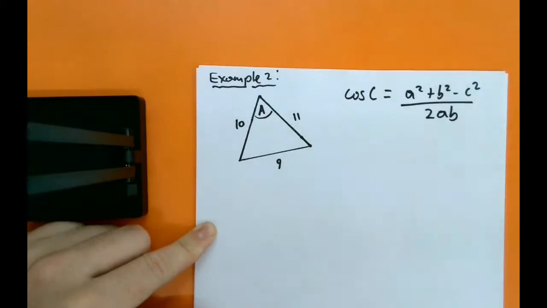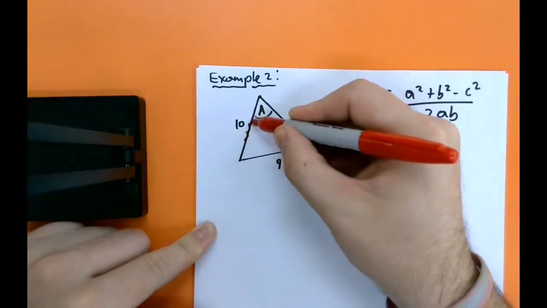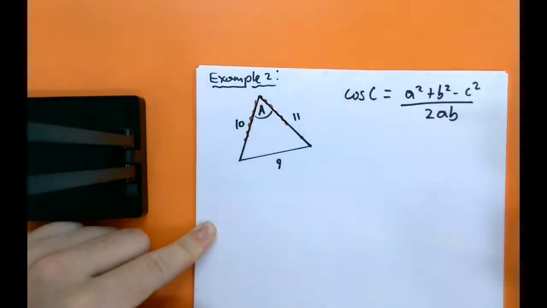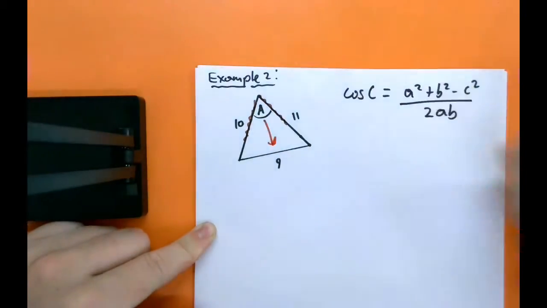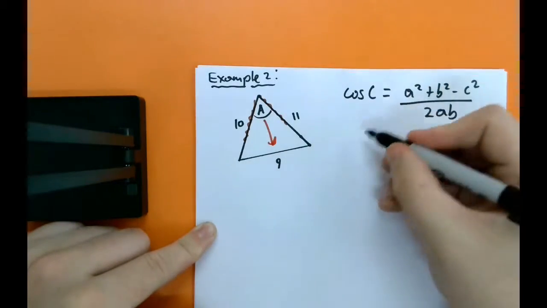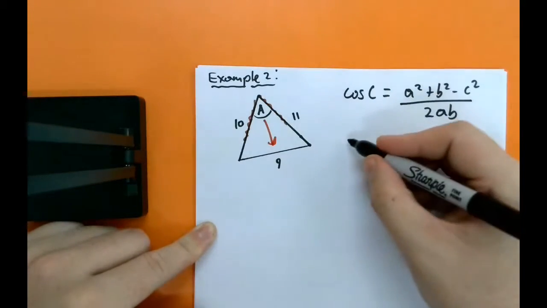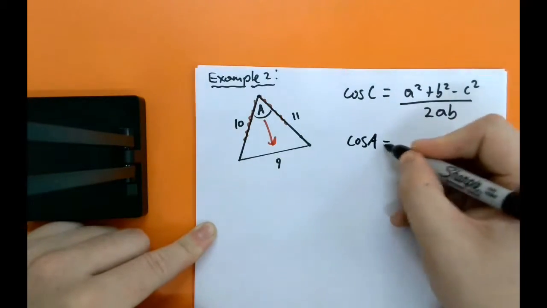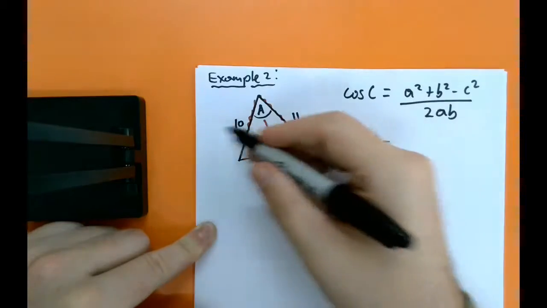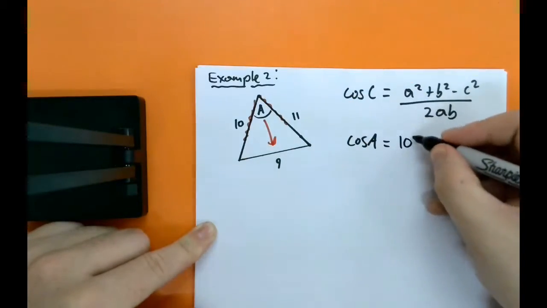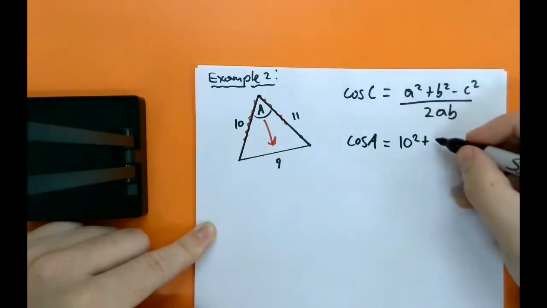Okay, so what I like to do is I like to highlight my sides, either side of my angle, and I draw an arrow across my triangle to know what I'm putting into this formula. Okay, so in this particular case, it's not going to be a C that we write down, it's going to be an A, so don't get confused by that. So cos of A is equal to my A squared. I can pick either 10 or 11. 10 squared plus 11 squared.